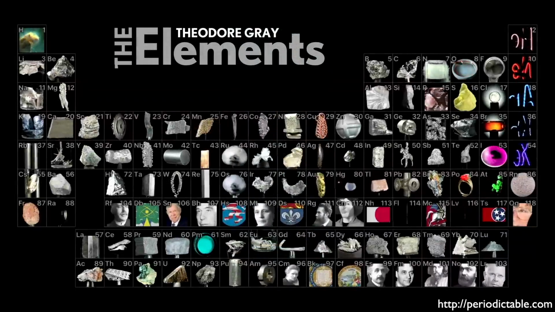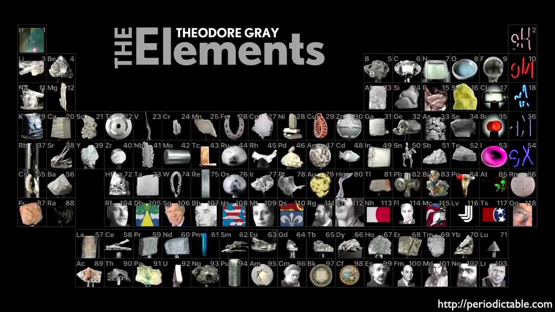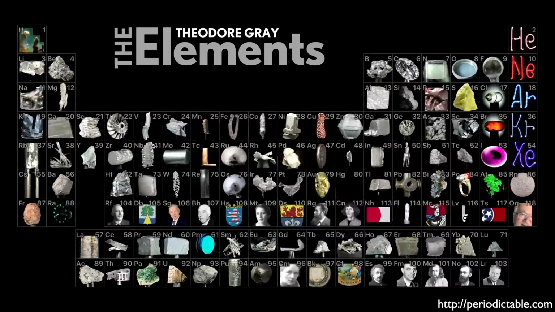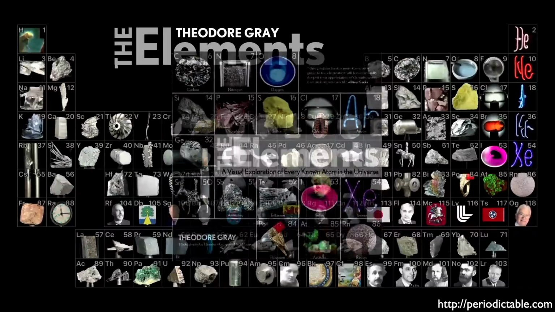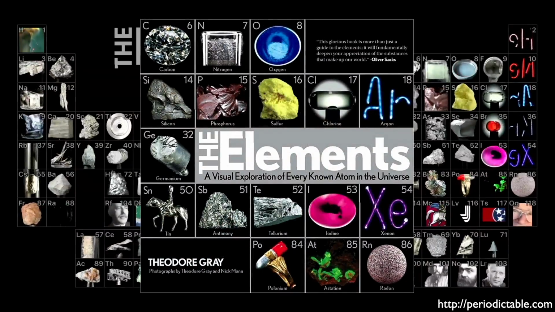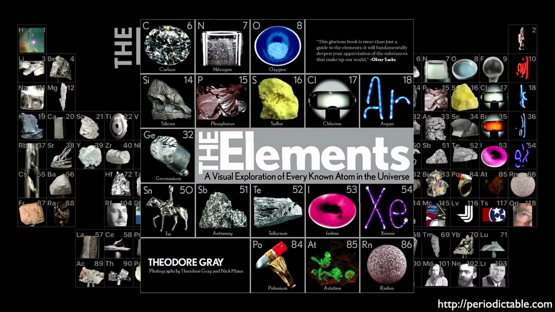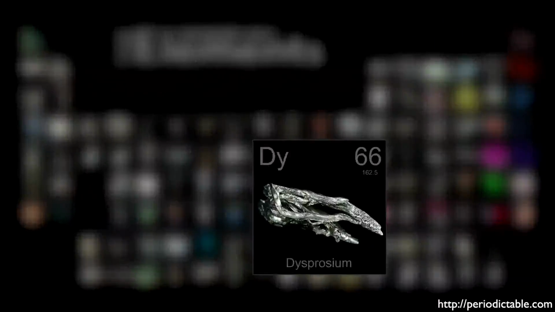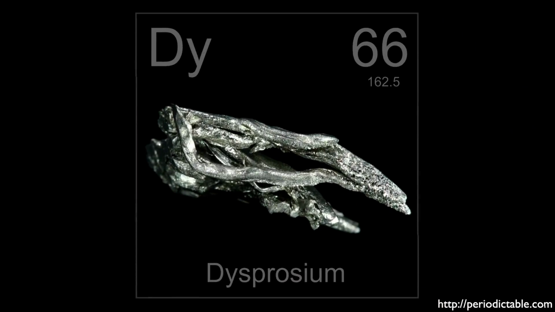Here we see the beautiful periodic table produced by Theodore Gray. As I've mentioned in previous episodes, Theo has written one of my favorite books called The Elements, which I encourage you to pick up. Check out his fantastic website, periodictable.com. Dysprosium is the 66th element in the periodic table. Its atomic number is 66 because that's how many protons are in its nucleus, and that is what distinguishes it as a unique element.